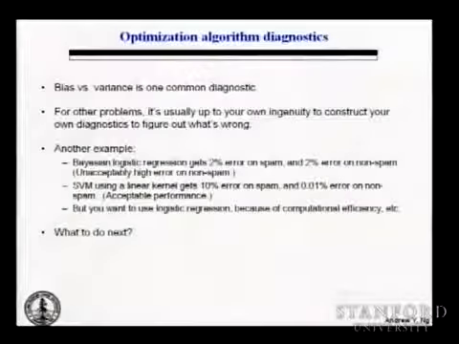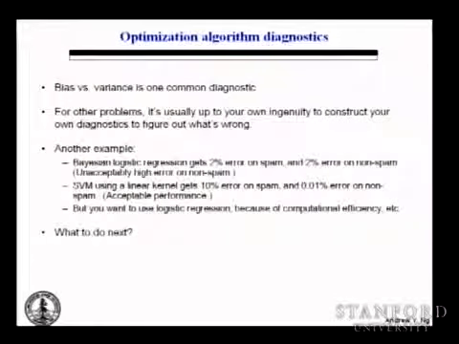Okay, cool. So bias versus variance is one thing that comes up often. This bias versus variance is one common diagnostic. And so for other machine learning problems, it's often up to your own ingenuity to figure out your own diagnostics to figure out what's wrong. Right? So if a machine learning algorithm isn't working, very often it's up to you to construct your own tests. Do you look at the difference between training and test error, or do you look at something else? It's often up to your own ingenuity to construct your own diagnostics to figure out what's going on.